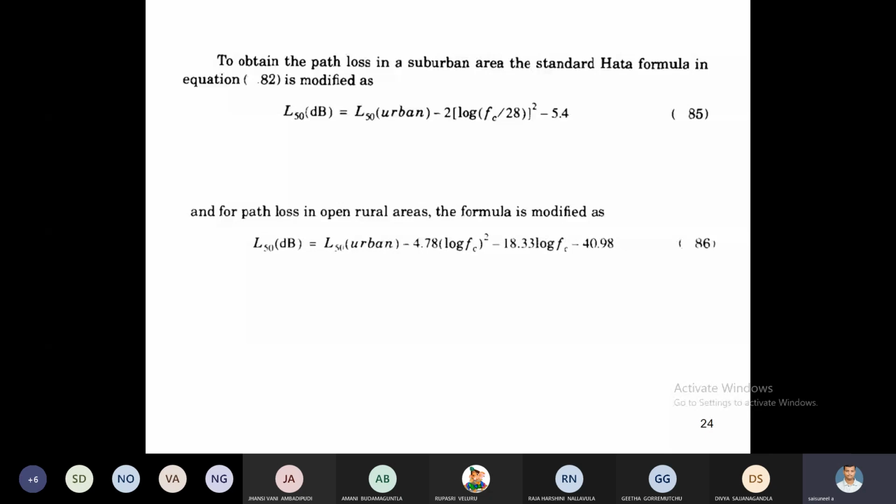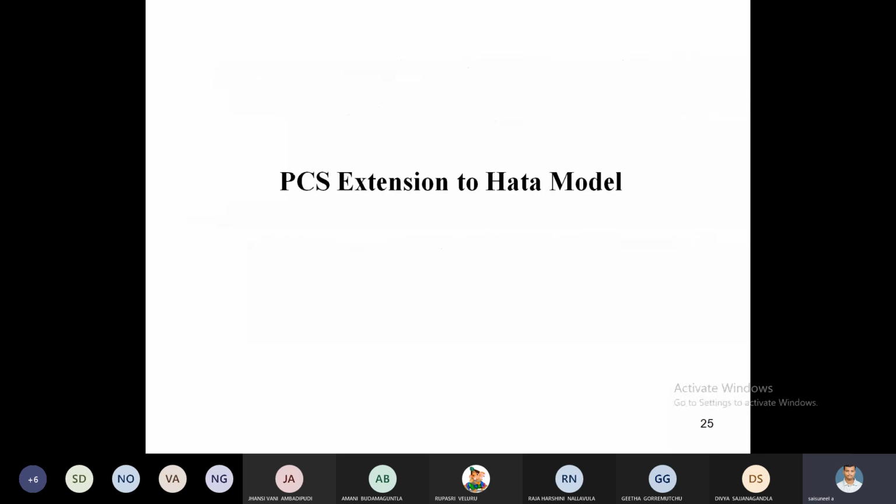All these are standard formulas. Once we know the FC value and the AHRE values, then we can automatically calculate the path loss in urban areas, suburban areas, and rural areas. This is about the Hata model. Next model is the PCS extension to Hata model.